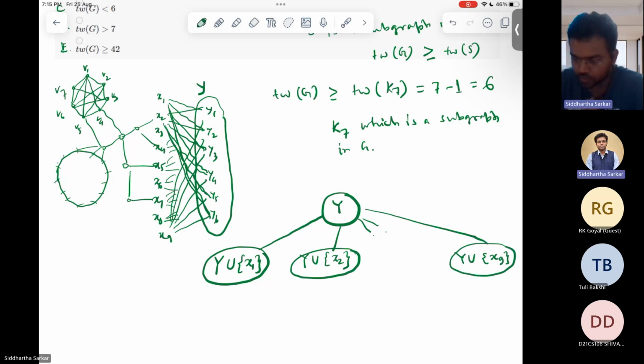Now, is this a valid tree decomposition? So other bags are there. How many bags? In total, there are 10 bags in this tree decomposition.